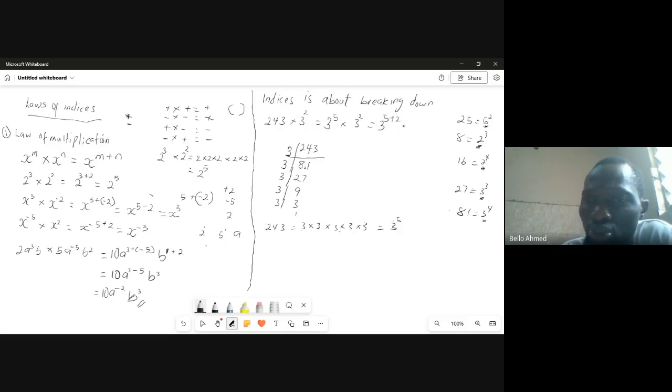That is going to be equal to 3 raised to the power of what? 5 plus 2 is going to give me 7. So, I think we should call it a day here.